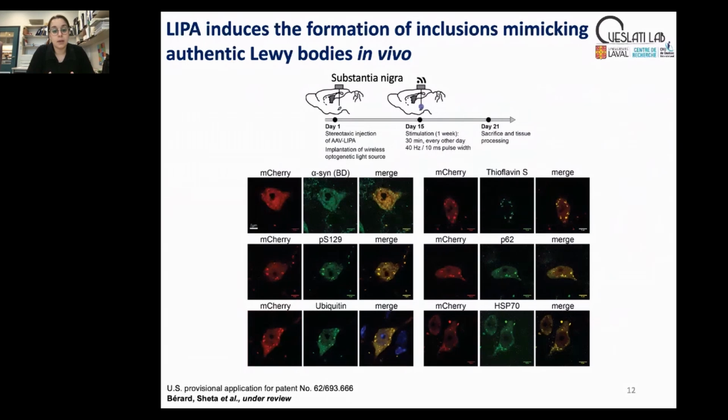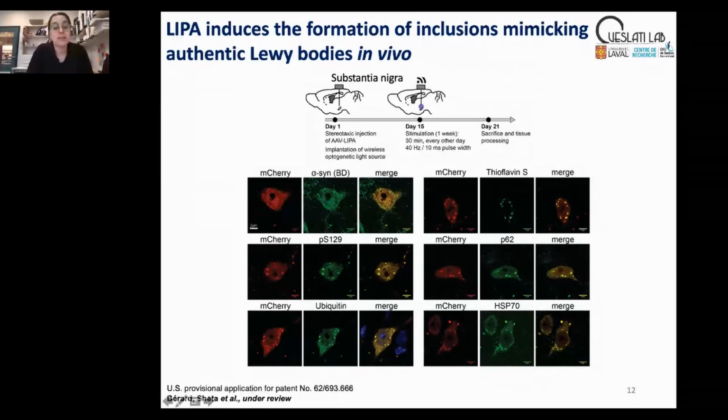So we next moved to in vivo to see if we can evaluate what we saw in vitro in vivo. And interestingly, when we perform AAV-LIPA introduction in our wild-type mice, concorded with the implantation of a wireless optogenetic light source to induce LIPA aggregation, what we see is that we were able to recapture all of the features using postmortem analysis, all confirmative of what we saw in vitro.